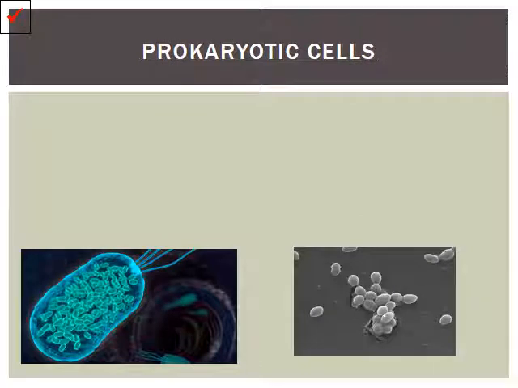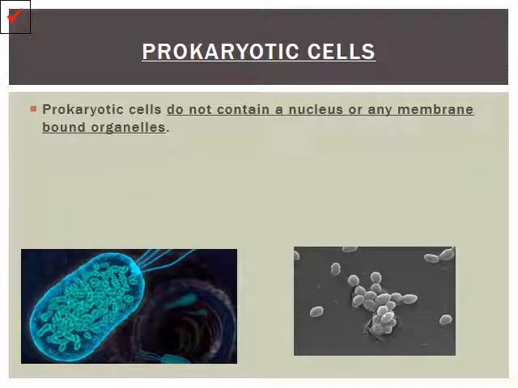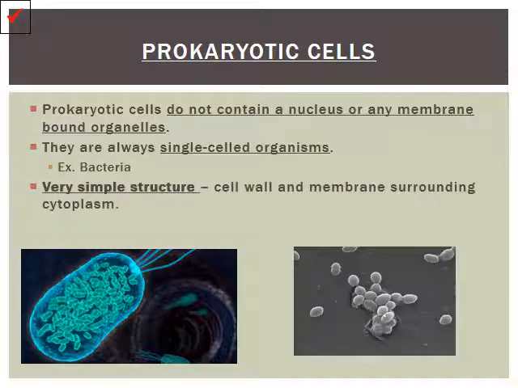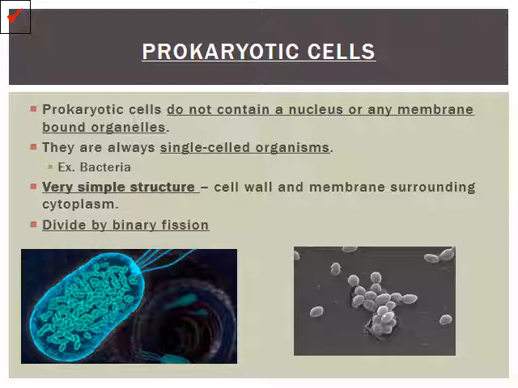So let's talk about cells specifically. Prokaryotic cells are cells that do not contain a nucleus or any membrane-bound organelles. Now they're always single-celled organisms, so these are going to be things like bacteria. And they have a very simple structure. Normally they have a cell wall and cell membrane surrounding a cytoplasm with the, I believe it was the nucleoid, where all the DNA is at. So they're going to be lacking the specific structures inside eukaryotic cells, specifically the nucleus. And these divide by binary fission, which means they just go ahead, double all the information inside themselves, and then split.